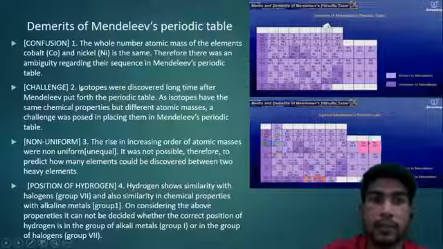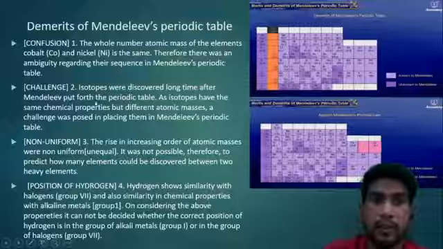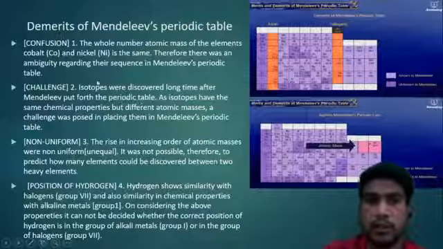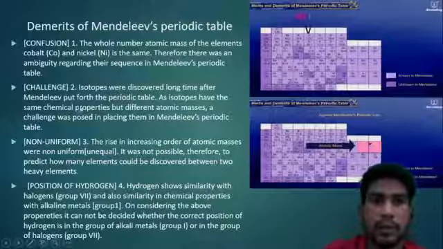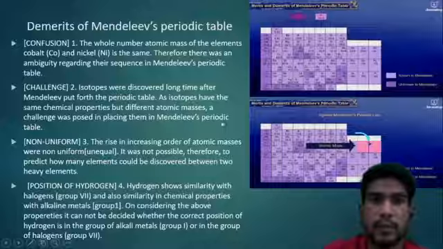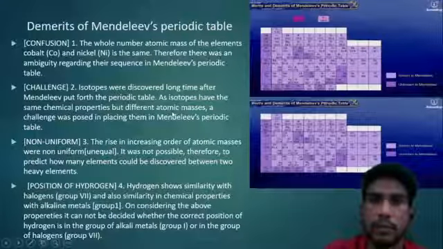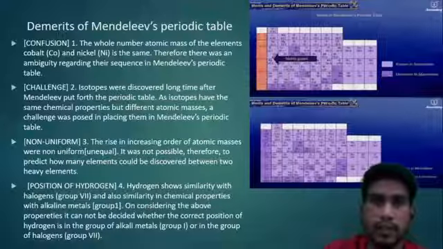Challenge. Okay, now in point 2, there was a challenge. Isotopes were discovered long after Mendeleev put forward the periodic table. So after a long period of time, I think in the 19th century, isotopes were discovered. What is an isotope? Isotopes have the same chemical properties but different atomic masses. A challenge was posed in placing them in Mendeleev's periodic table. As they have the same chemical properties but different atomic mass, a challenge was posed before Mendeleev to put them in his periodic table in a correct sequence.